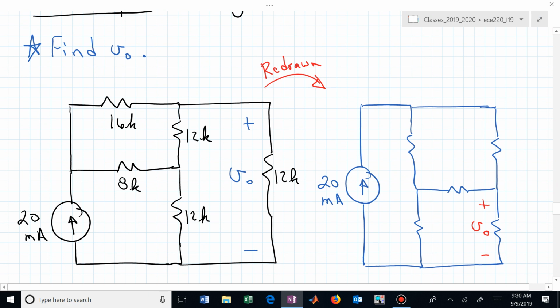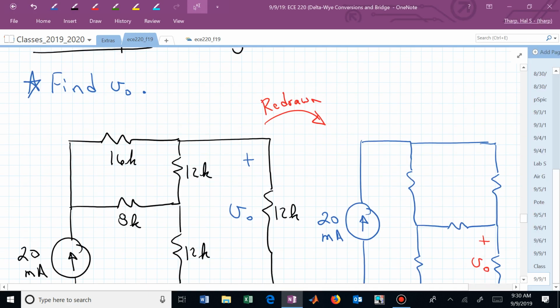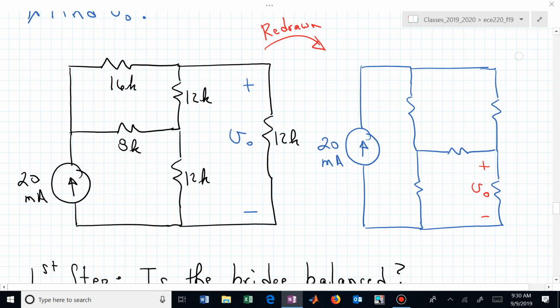You know what one of those resistors will equal, I hope, just based on the way I've labeled it. What's the resistor associated with V sub 0? That better be 12K, since that's what it was in the original drawing, right? We want that resistor voltage. That's what we're trying to find, V sub 0, and we've now collapsed the wire in above the 12K.